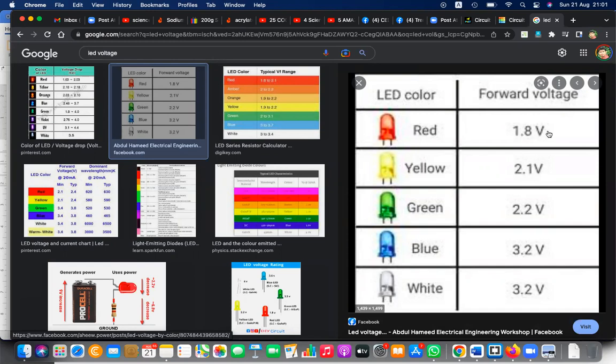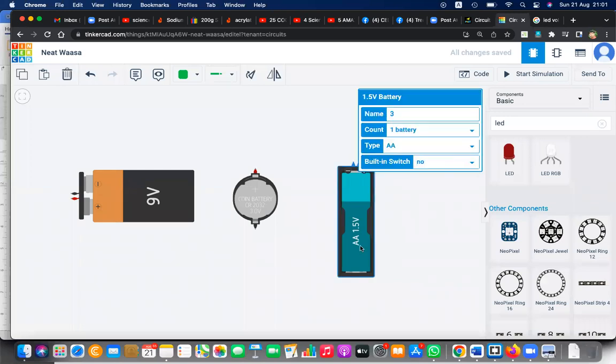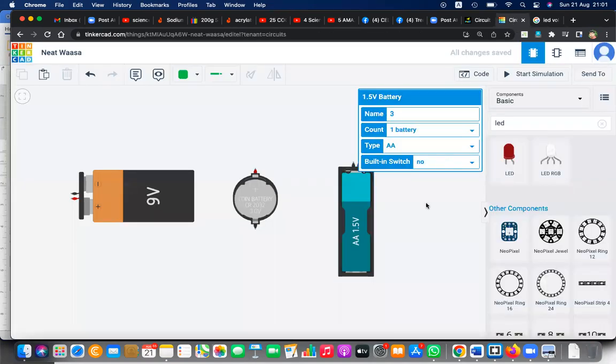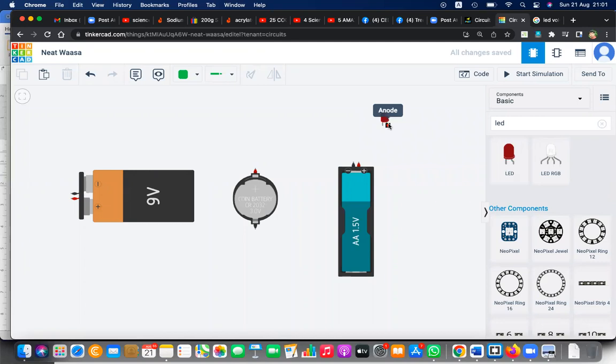So what is the voltage of this AA battery? 1.5. Is it enough to light up the LED? No, sir. The red one can a little, because it is 1.8, but still not enough, but you can just give it a try, right? Red one. Let's connect the anode here, cathode here. Let's try to turn on, but there will be a small light, not that bright.